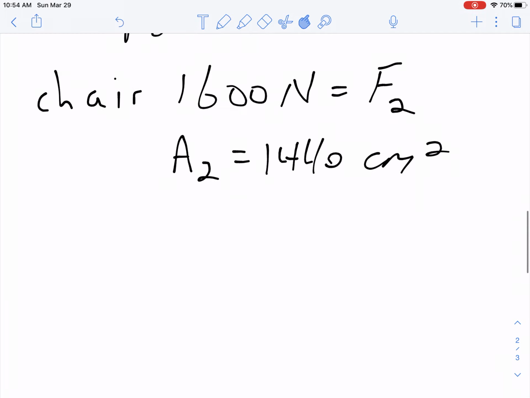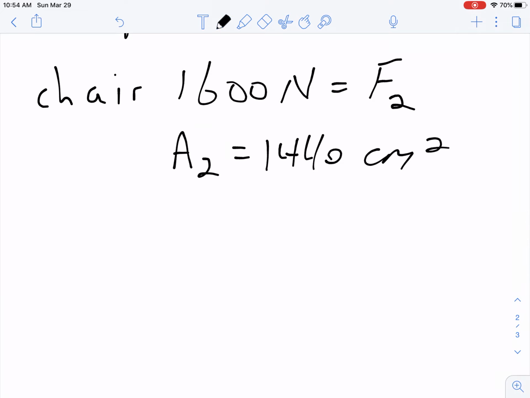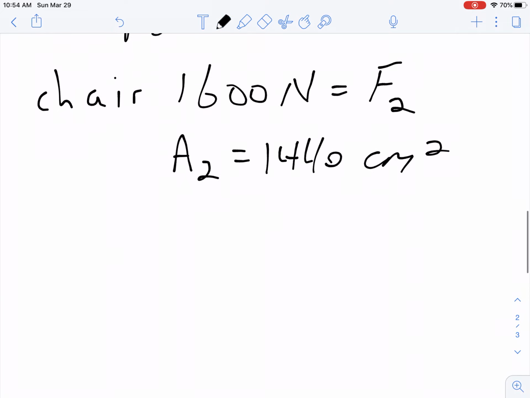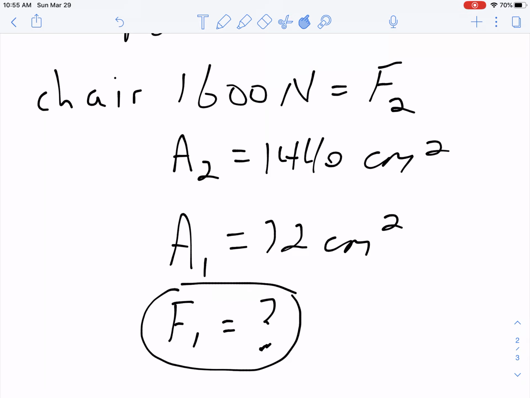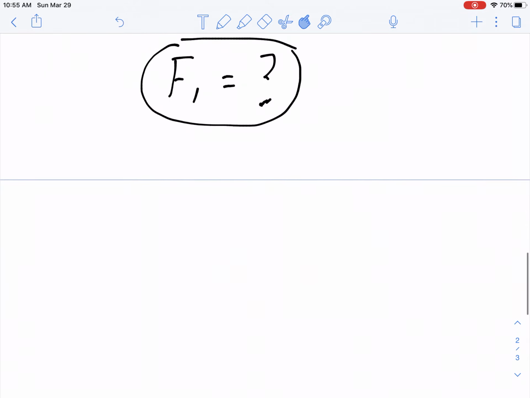Okay. Area 1, the small area, we were told was 72 square centimeters. And we're trying to find what small force the dentist has to apply to the little lever to actually raise the large 1,600 Newton chair. Okay? So that's what we're trying to figure out. So, scroll some more, and what do we have to do?